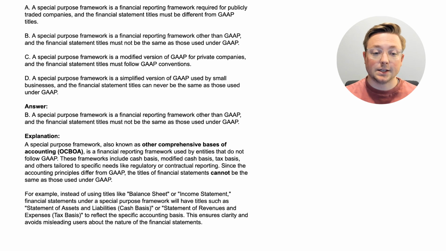All right, here we are at the answer. The answer is B. A special purpose framework is a financial reporting framework other than GAAP, and the financial statement titles must not be the same as those used under GAAP. Okay, let's dive into this.